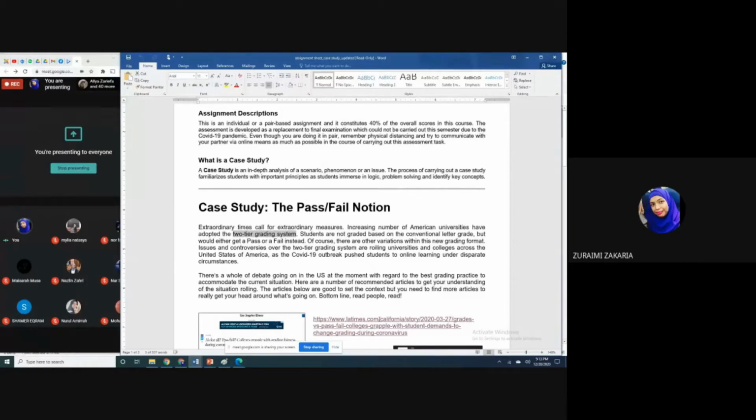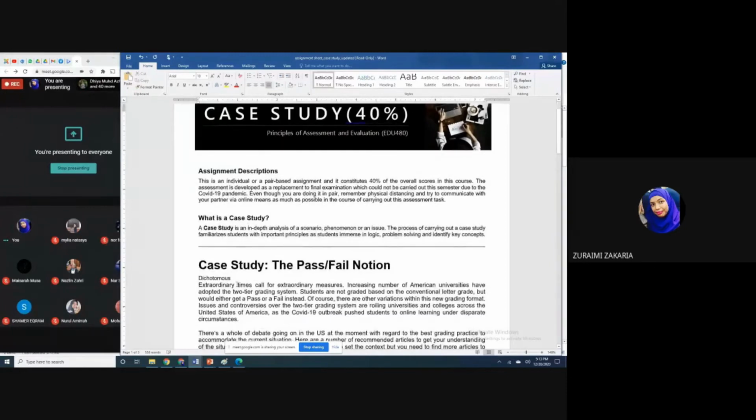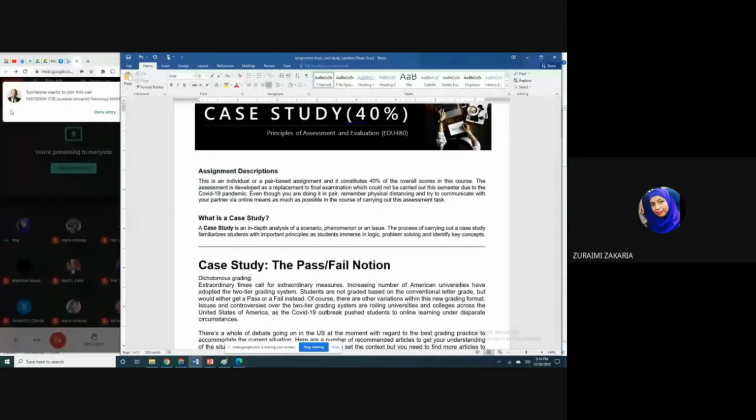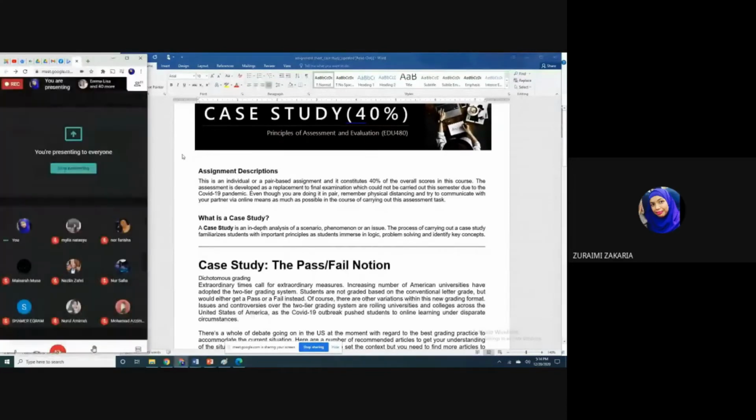Kalau anda pass, pass lah. Dia tak ada pass A, B, C, D, tak ada. If you are pass, you are a pass. If you are fail, then you are a fail. Itu masuk 2-tier, dia ada banyak nama sebenarnya. So it's either 2-tier, pass, fail, atau juga kalau you membaca, kadang-kadang terjumpa juga satu perkataan namanya dichotomous grading. I'm just going to type here sebab nama dia macam ala-ala technical gitu. Okay, so dichotomous grading ini sama je, pass, fail juga.